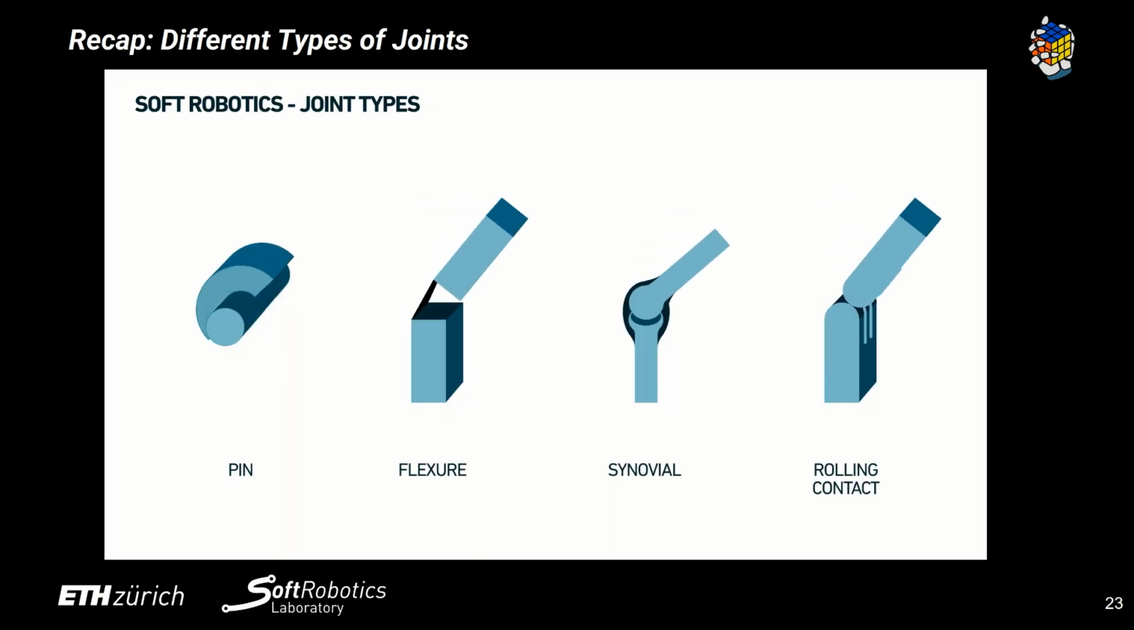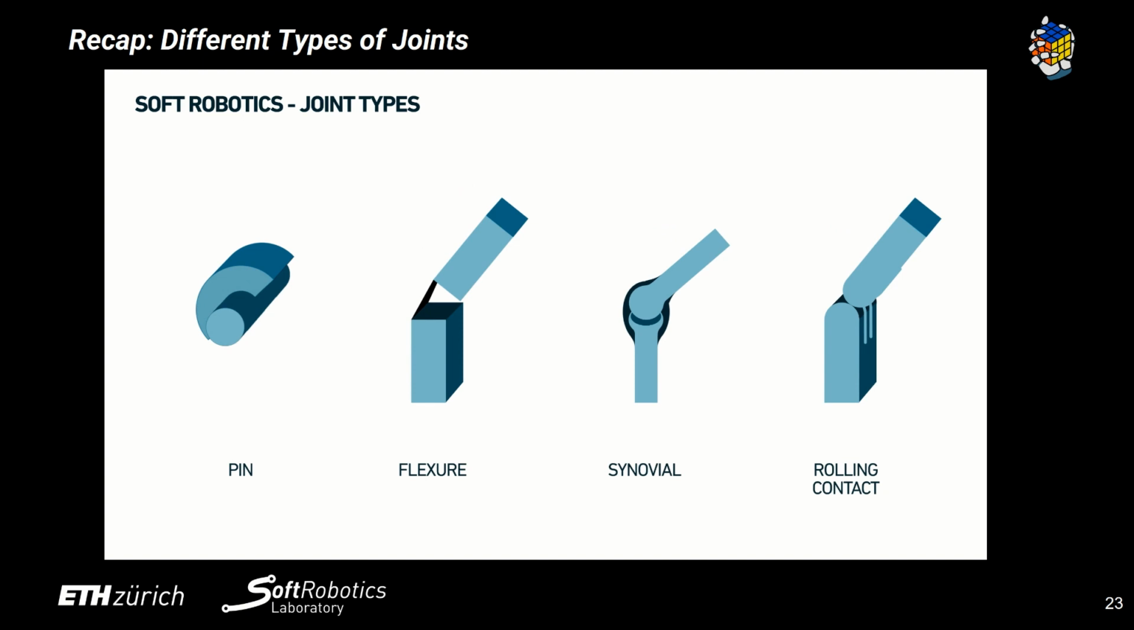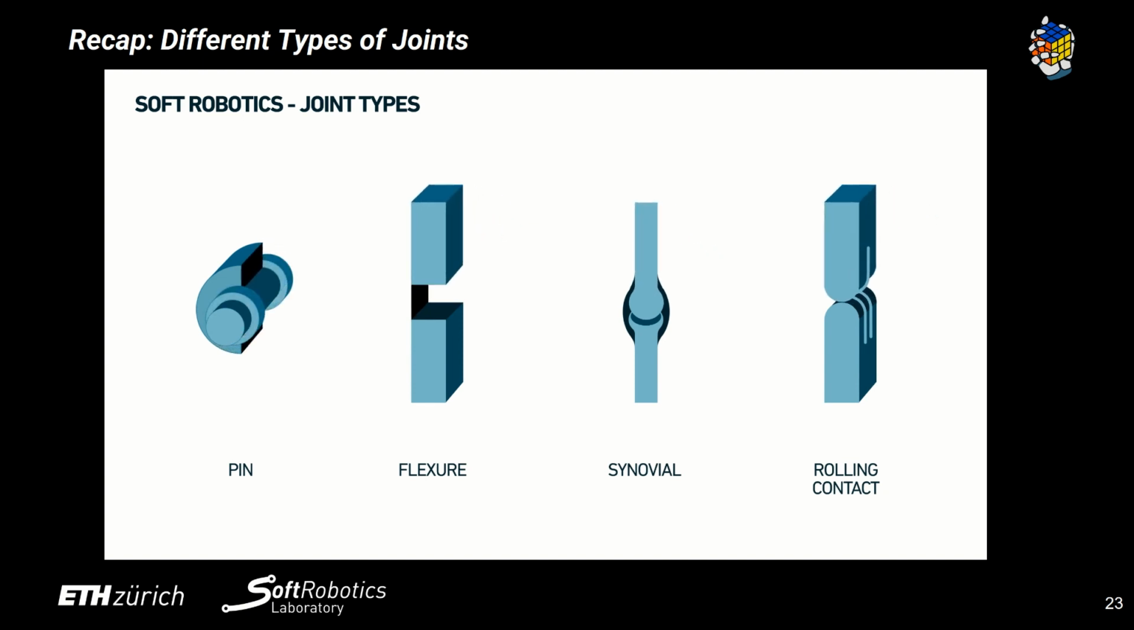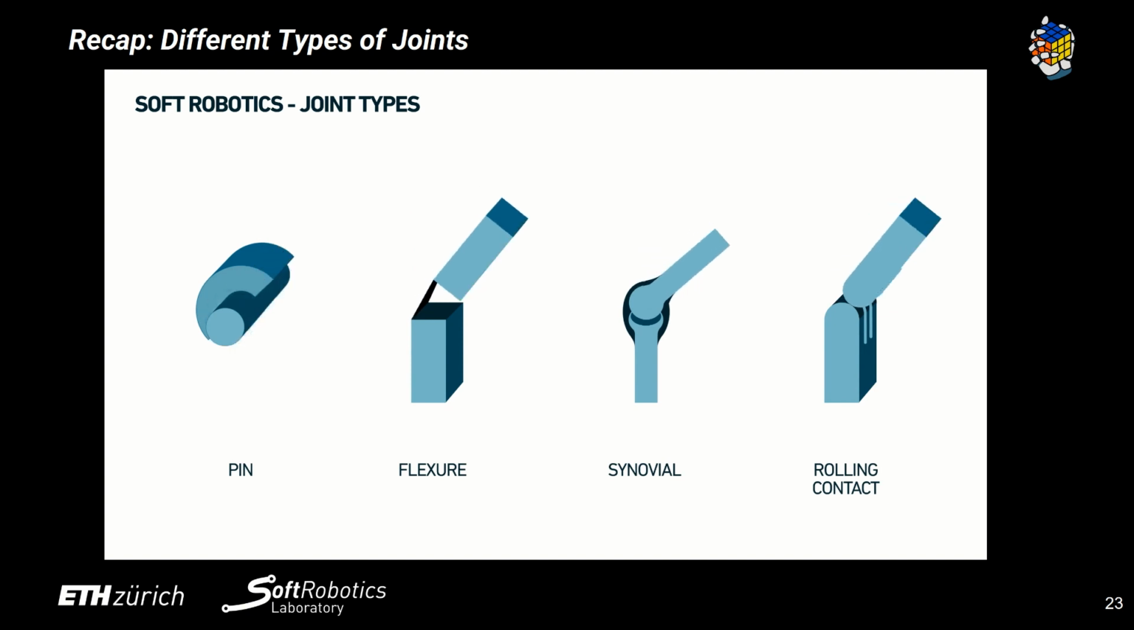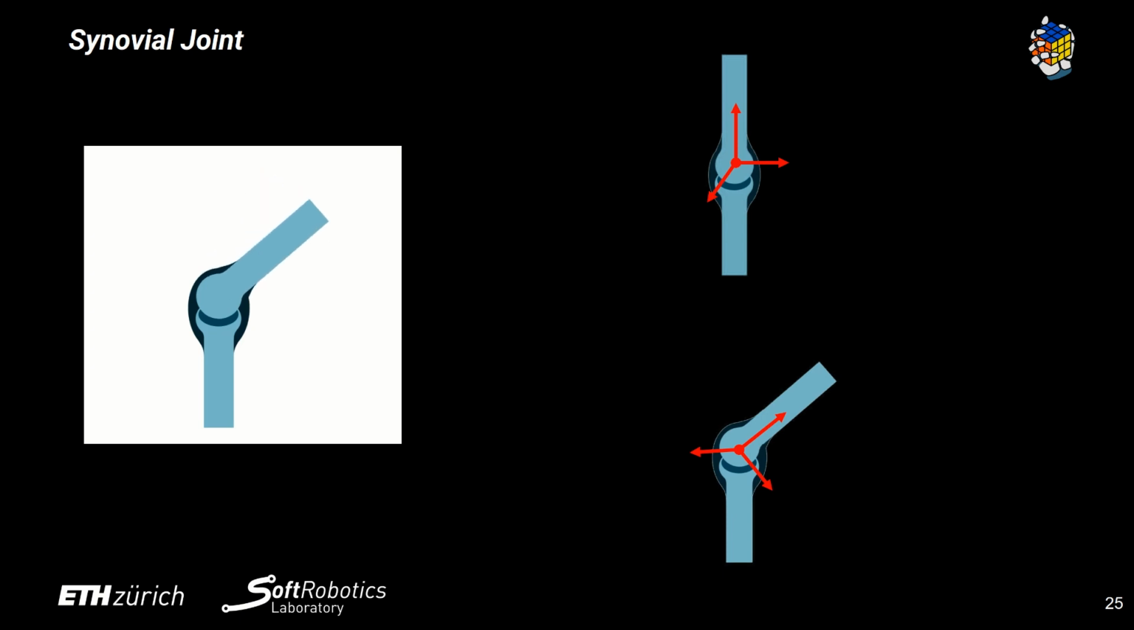As we have been introduced before, there are different types of joints we could use in a robotic hand. There's the pin joint, the flexure joint, the synovial joint, and the rolling contact joint. The kinematics of a pin joint is fairly simple, as it is equivalent to a rotational joint in 2D. The kinematics formula would be just a rotational matrix. Similarly, for a synovial joint, if we set the center of rotation at the center of the ball side, it would just be a rotational joint in 3D. The equation would be more complex, but the essential idea is still the same.